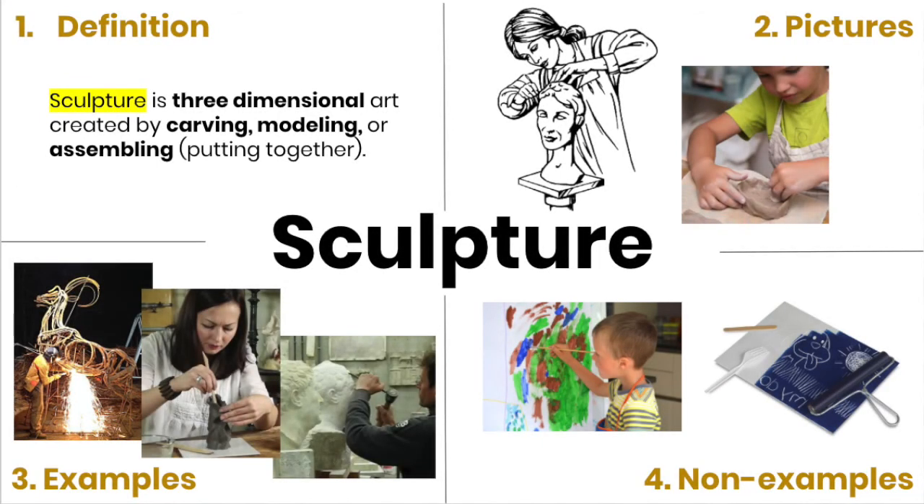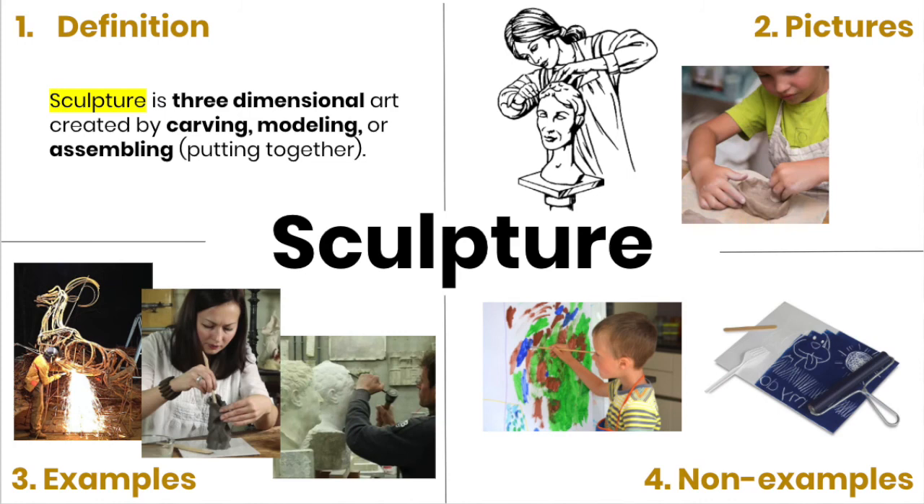Let's look at box number 1, where I give you the definition of sculpture. Sculpture is three-dimensional art created by carving, modeling, or assembling, which means putting together. Three-dimension means it has three dimensions that could be measured: width, height, and depth. So something that is three-dimensional is like a cube or a sphere. It can be filled with something.